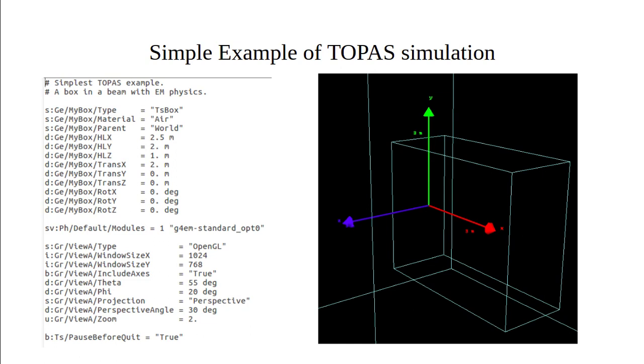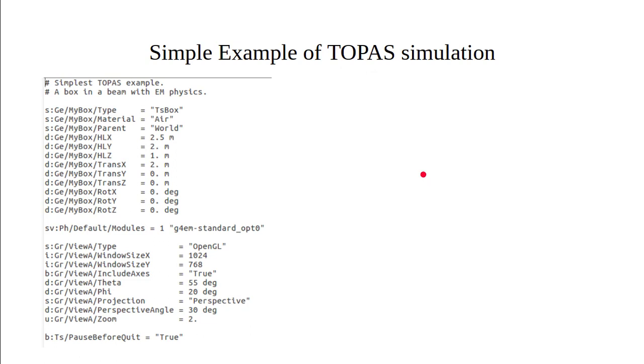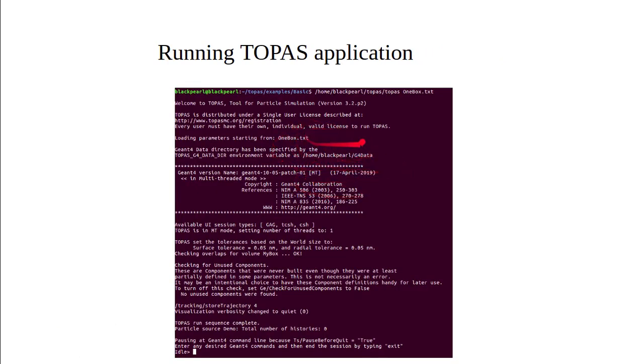Here I use zoom 2, and pause before quit is a TOPAS parameter generally used to represent what happens when you run your simulation: whether you want to stop and freeze the view, maintaining the graphical user interface view open, or you want to close it as soon as the simulation finishes. If you keep it true, it will pause and it will not quit instantly, and it will quit only when you want it to quit. Otherwise it will automatically quit, and that's your choice, and you can do whatever you like with your simulation.